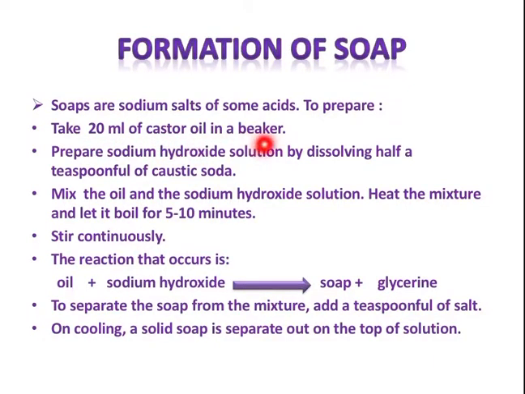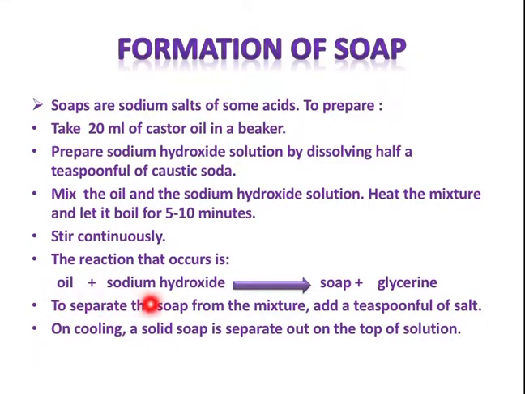We can also take coconut oil or other oils, and prepare sodium hydroxide solution by dissolving half a teaspoon of caustic soda. Mix the oil and the sodium hydroxide solution. We have to heat the mixture and let it boil for 5 to 10 minutes, and while boiling you have to stir it continuously.